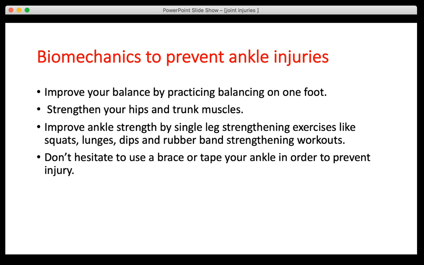in a better way. These will improve your balance, and when you have good balance, then definitely you can save your ankle joint. Third, improve ankle joint strength by single leg strengthening exercises like squats, lunges, dips, and rubber band strengthening workouts. These kinds of workouts will help you prevent ankle injuries. And don't hesitate to use a brace or tape if you have some problem, to prevent these kinds of serious injuries. Prevention is always better than cure. So if you are advised to use a brace or tape, then use it so that you prevent long-term injury.